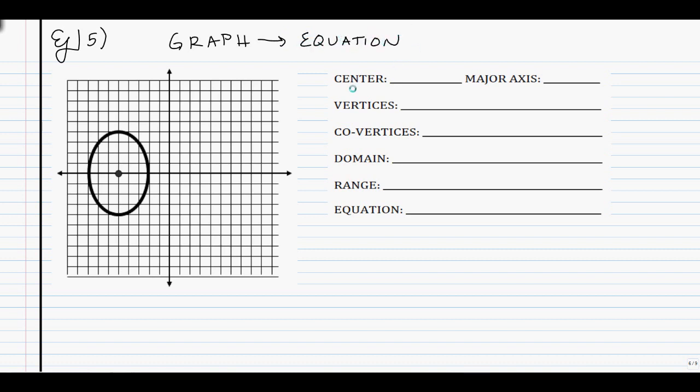So looking at it for a second, we can start with the most obvious stuff. First, that would be the center. What is the center? Well, we just look and figure out where the center is. It's at negative 2, negative 3, negative 4, negative 5. Looks like my center is at negative 5, 0.